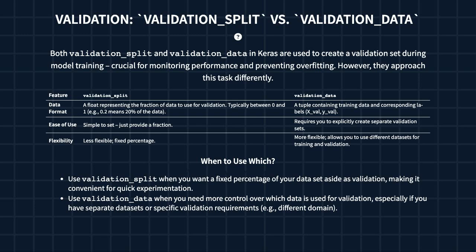But if you need more control or want to use completely separate datasets for training and validation, then validation data is the better choice. With validation data, you actually provide a pair of the data you'll use for training and the corresponding labels, along with the data you'll use for validating. So, it gives you more flexibility to tailor your validation process.